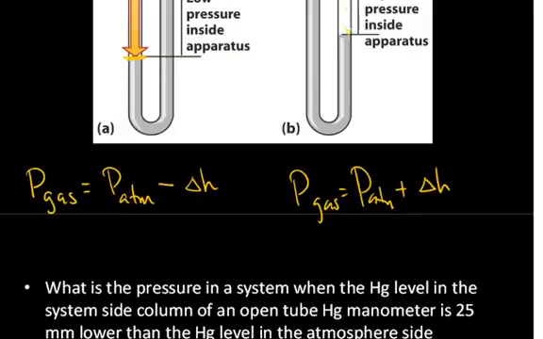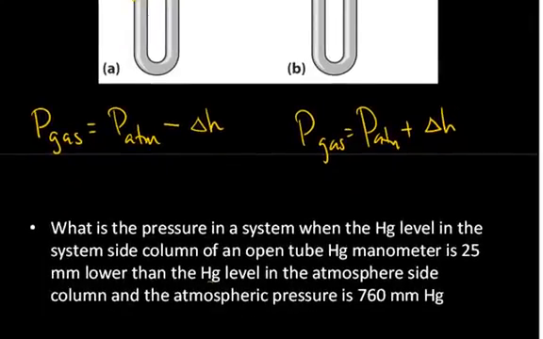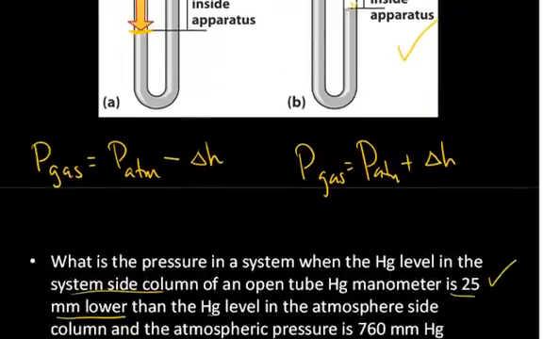So an example of this type of measurement would be: what is the pressure in a system when the mercury level in the system side of the column of an open tube mercury manometer is 25 millimeters lower than the mercury level in the atmosphere side of the column, and the atmospheric pressure was measured from a barometer to be 760 millimeters of mercury. Well, this example, where it says it's 25 millimeters lower on the apparatus side or the system side, would be a situation like this, where the level is lower. That means that the pressure of the gas is greater than the atmospheric pressure.